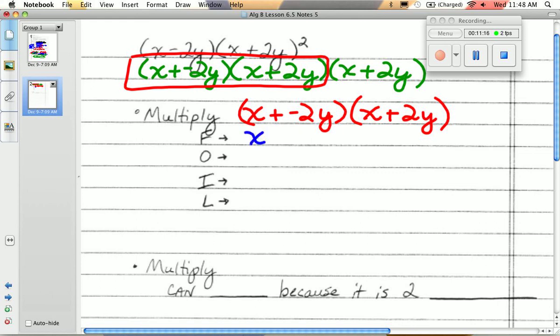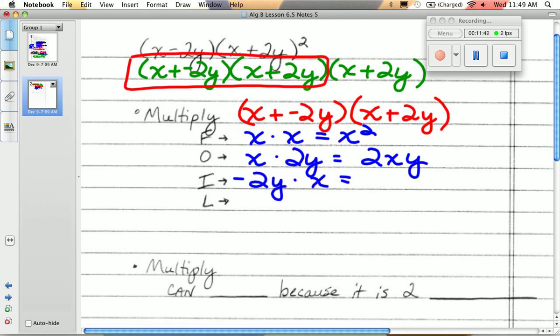We have x times x is x squared. There's our F step. We have x times 2y. Junior high lunch. X times 2y is, let's put that in nice algebraic form, 2xy. Remember the alphabetical order, right? And then what's the I step look like? Negative 2y times x. What's a negative times a positive? Negative 2xy.